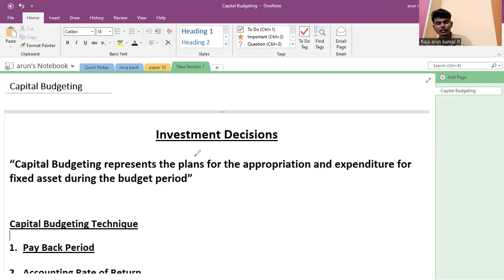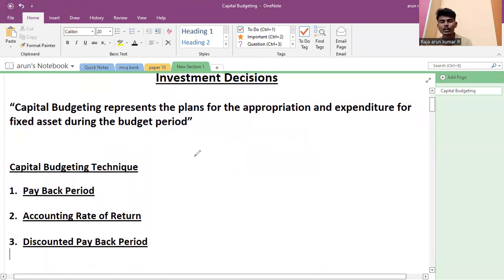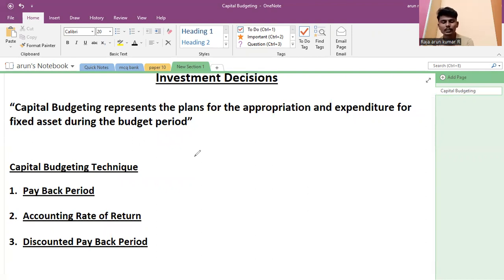Today we see three techniques. First technique, payback period. Second, accounting rate of return. Third, discounted payback period. The payback period and accounting rate of return are traditional methods, and the new method is the discounted payback period. We start with these three techniques and conclude this class. After that, the balance techniques and comparative sums we will see in the following classes.